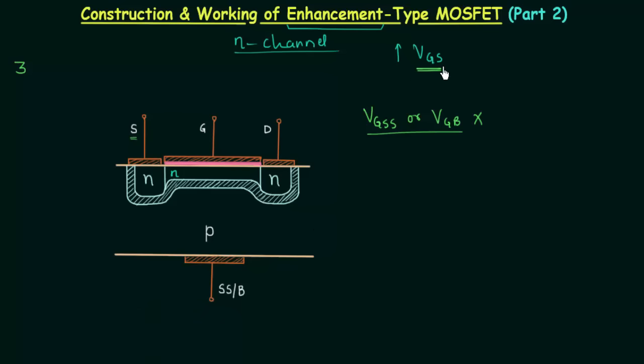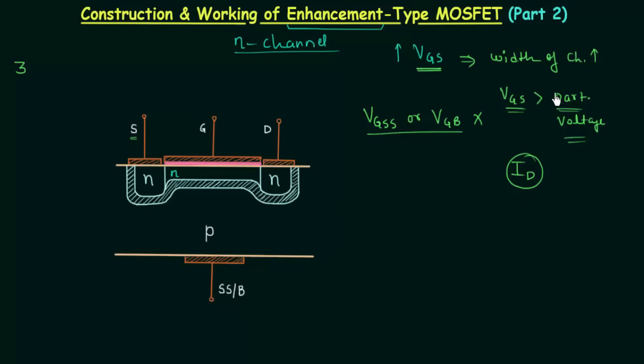Now if you increase VGS, this implies the width of the channel will also increase, and at one point let's say VGS is greater than a particular voltage, and when VGS is greater than this particular voltage, the channel width is sufficient to allow significant flow of current. The current will be the drain current ID. The channel width will be sufficient if VGS is greater than this particular voltage to allow sufficient flow of current ID.